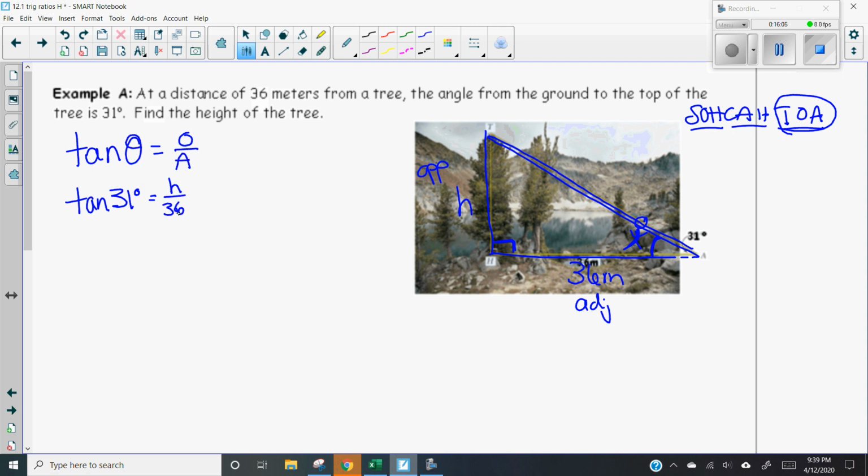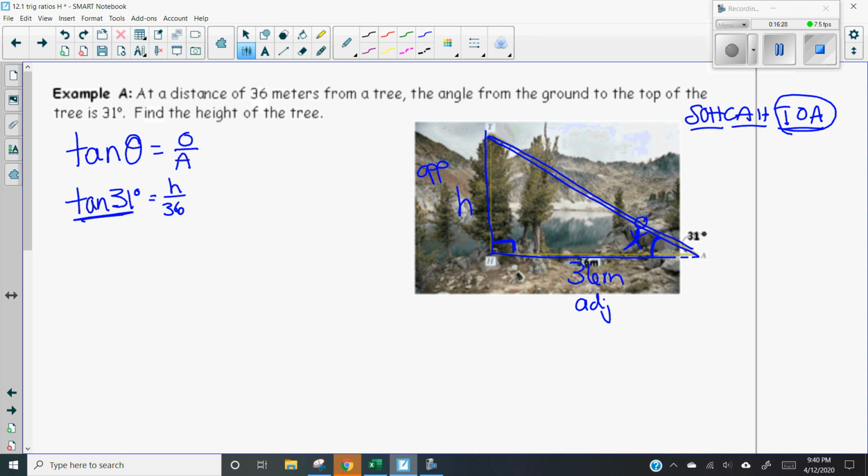Now, remember, tangent of 31 is just some number in your calculator. Let me plug that in, make sure I'm in the right mode here. Tangent of 31 is about 0.6. We are not going to write that down, because we're going to try to avoid some rounding error. But when you're working through algebraically how to solve for H, just remember that this is about 0.6.